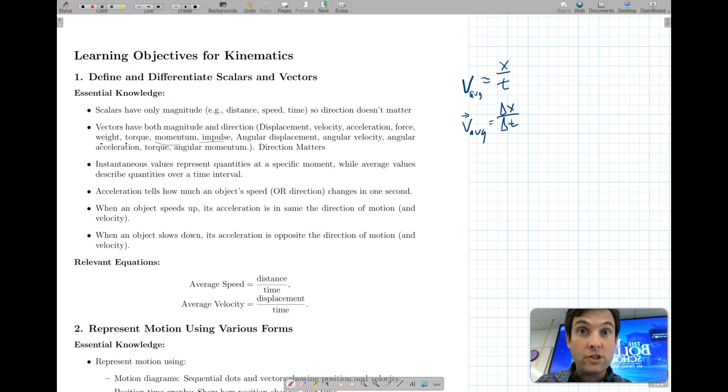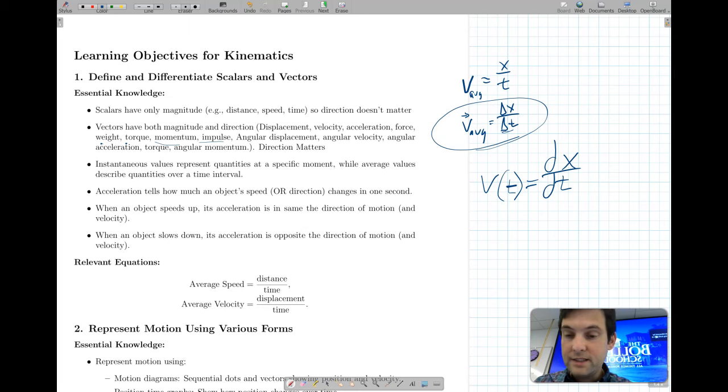Big thing with vectors, direction matters. If you are changing directions, then you need to include the opposite sign for your quantity. Instantaneous values represent quantities at a specific moment, while average values describe quantities over a time interval. There's our average velocity and there's our time interval. You could get even more specific to find our velocity as a function of time by taking the position derivative with respect to time. That would give you your instantaneous velocity.